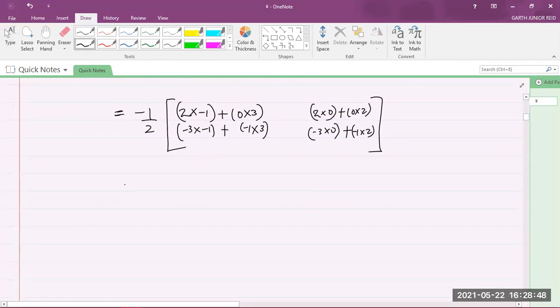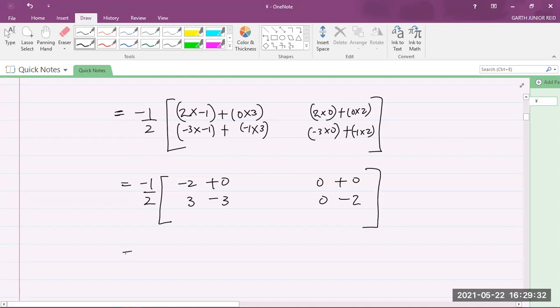Let's simplify now. We have a negative a half on the outside still, and negative 2 will be here, since 2 times negative 1 gives us negative 2. 0 times 3 gives us 0. Negative 3 times negative 1 gives us positive 3, and negative 1 times 3 gives us negative 3. We know that 2 times 0 is 0, and 0 times 2 is 0. Negative 3 times 0 is 0, and negative 1 times 2 gives us negative 2.